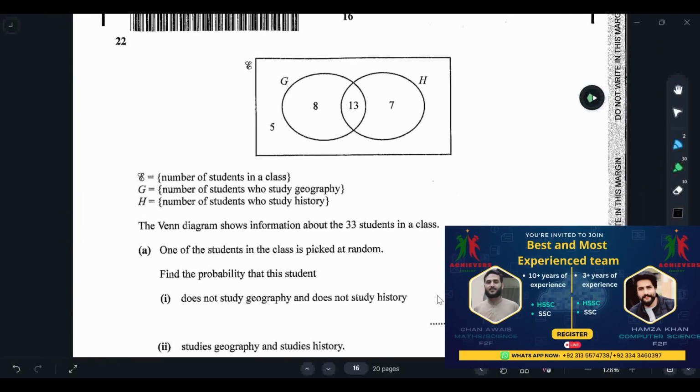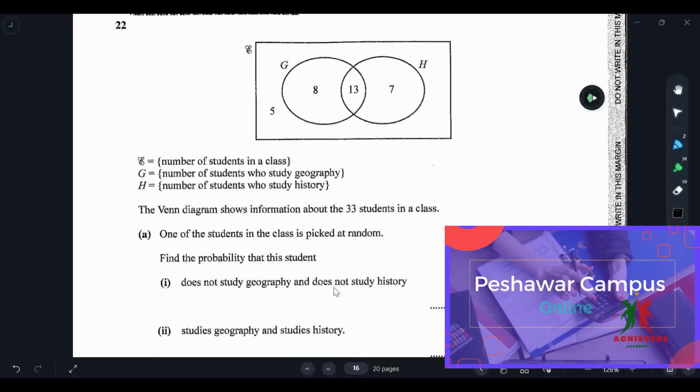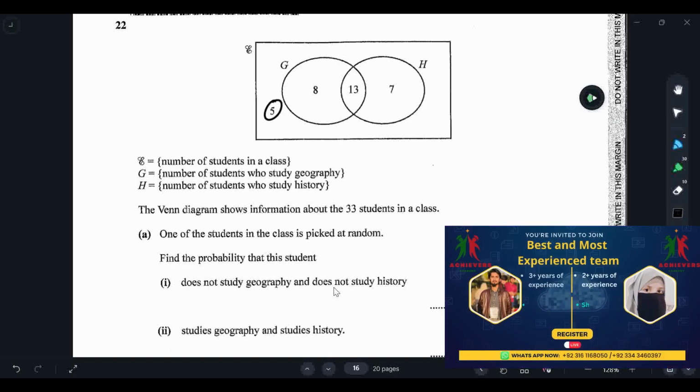Let's move to question number 22. Now in question number 22, the first one is to find the probability that this student does not study geography and does not study history. We know that these five students do not study history and do not study geography. So we simply write it as 5 divided by the total, that is 33.